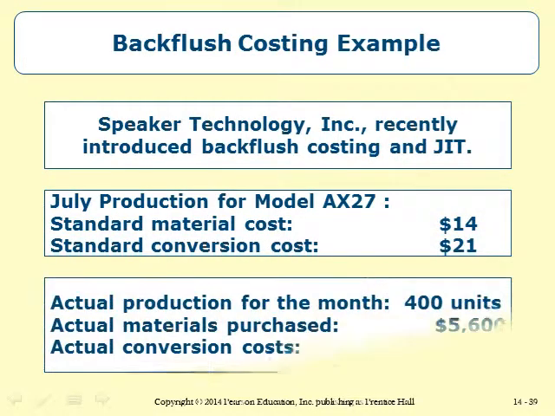So STI, or Speaker Technology, produces speakers for automobile stereo systems. STI recently introduced a JIT or just-in-time production system and backflush costing. Consider the July production for speaker model AX27. The standard material cost per unit of AX27 is $14 and the standard unit conversion cost is $21. During July, STI purchased materials for $5,600, incurred conversion cost of $8,400, which included all labor costs and manufacturing overhead, and produced and sold 400 units of AX27.